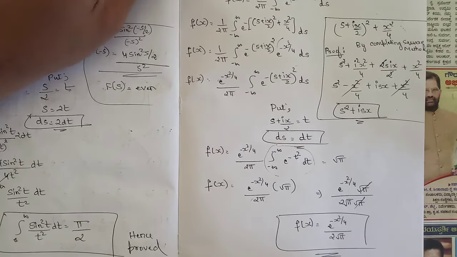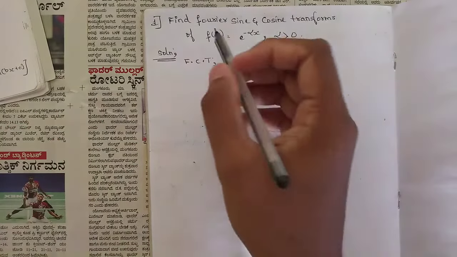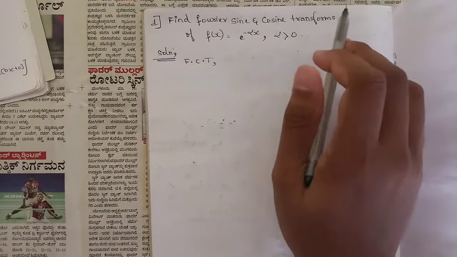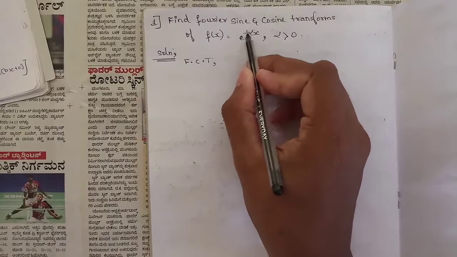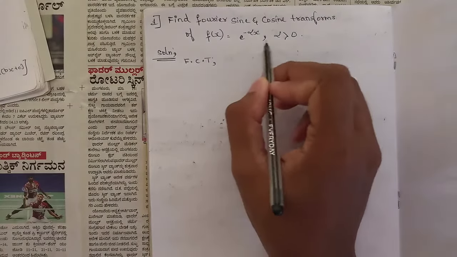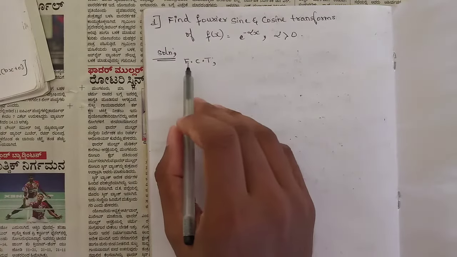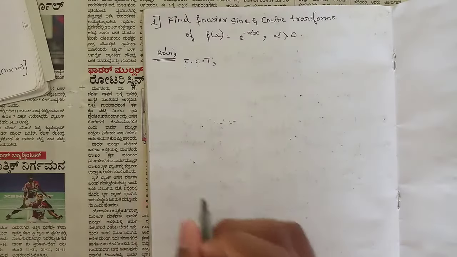So now we are going to solve the problems related to the Fourier sine and cosine transforms. This is the first question of this topic: we need to find the Fourier sine and cosine transforms of the function f of x, which is given as e to the power minus alpha x, where alpha is strictly greater than 0. That is, alpha is a positive constant. So first we are going to solve it for the Fourier cosine transform, FCT for short.